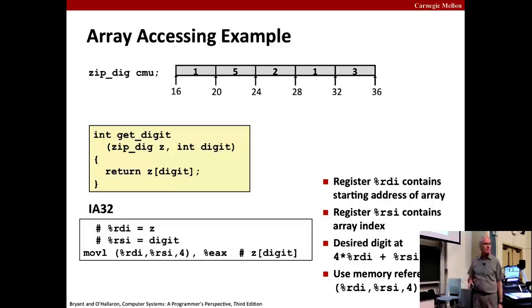Yes? Yeah, so RDI is the base address of the array. Why do we multiply it by 4 and plus RSI on the right side? Yeah, this is a typo. Thank you. Thanks for pointing that out. I'll make a note of that. Right, so this slide is incorrect, and I'll fix that. This should be RDI plus 4 times RSI. Thanks for noting that. Let me fix it here.